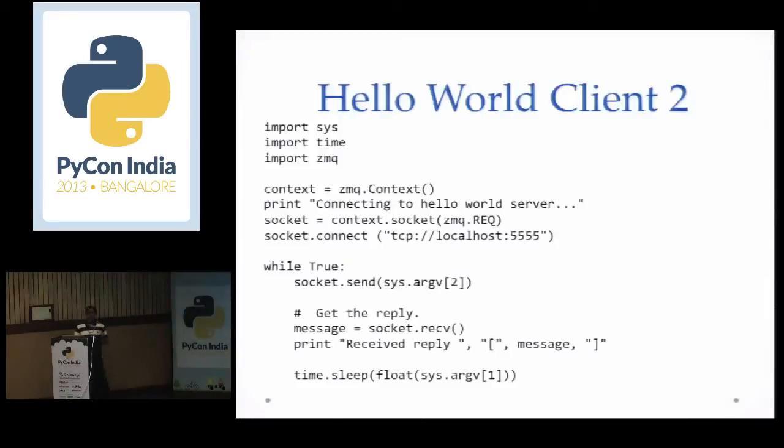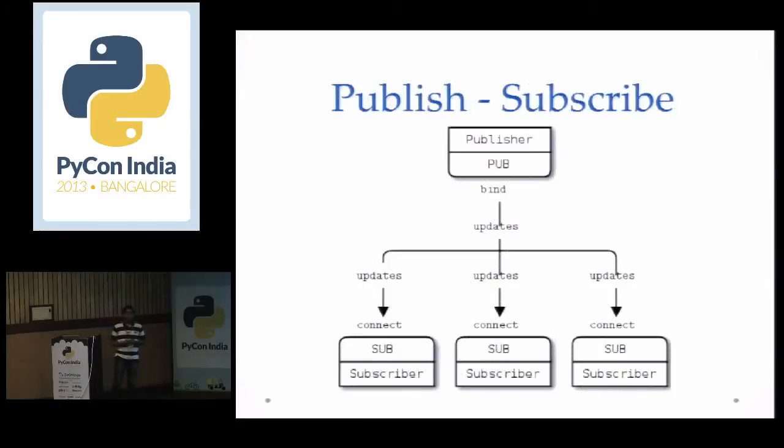And this is the basic request reply pattern. The second pattern that we'll see is the publish subscribe pattern. This pattern is where you have a server and multiple clients. The server publishes a message, and this message is sent to all the clients which are connected to the server.